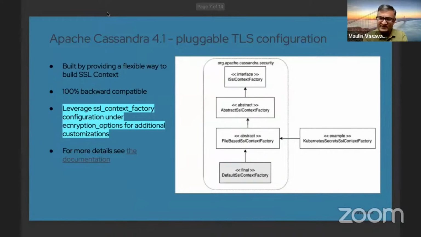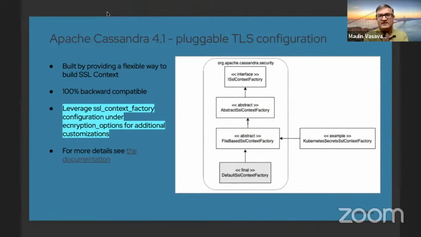Now, coming to Apache Cassandra specifically, with 4.0 you would be familiar with this kind of configuration in your Cassandra YAML for configuring your TLS credentials. While it is easy enough, we thought of enhancing it even further with a few changes to better address some of the challenges we just talked about.